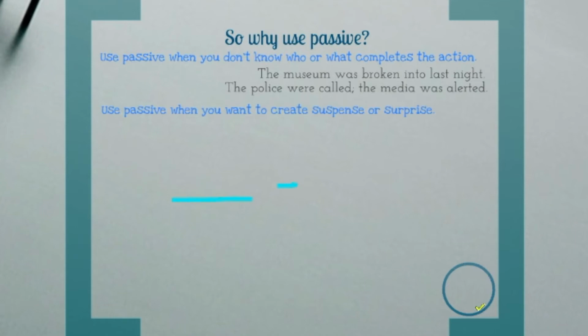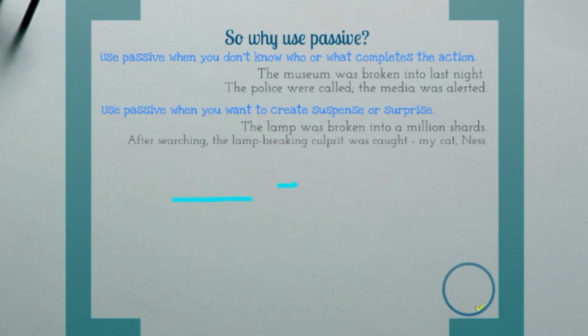Another time to use passive voice is when you want to create suspense or surprise. The lamp was broken into 1,000,000 shards. After searching, the lamp-breaking culprit was caught: my cat, Ness. Here, putting the subject at the end of the sentence creates that suspense.